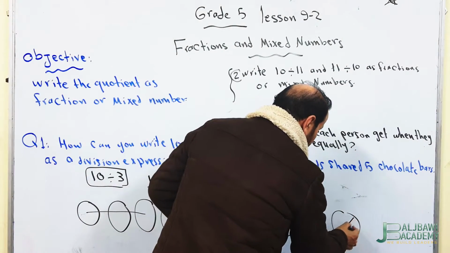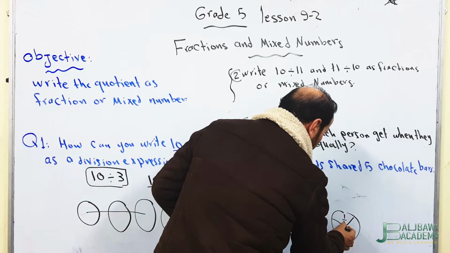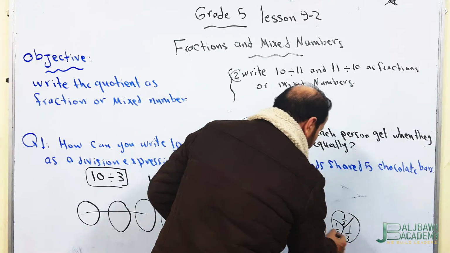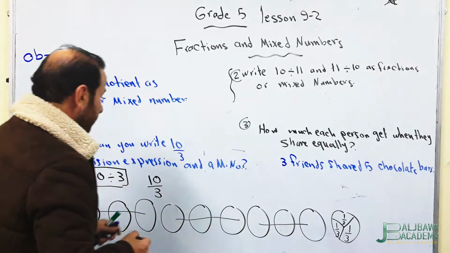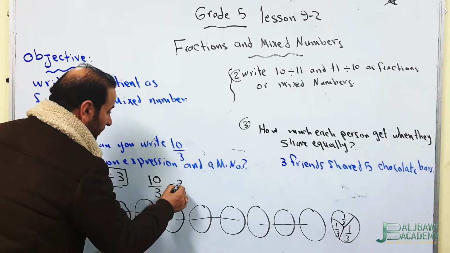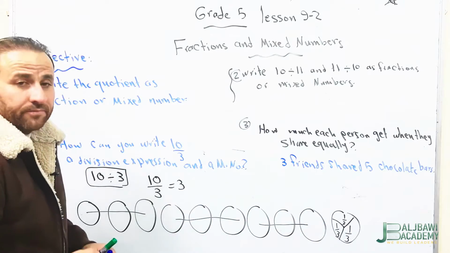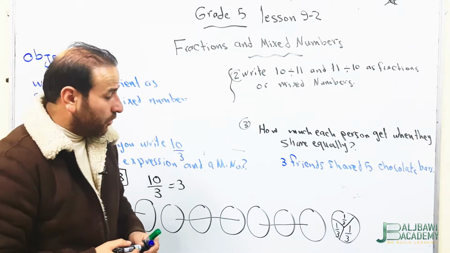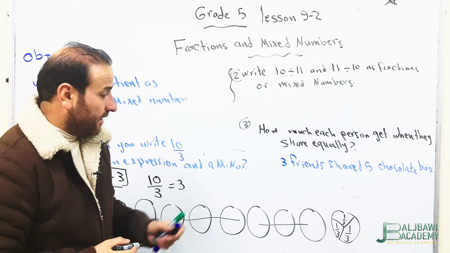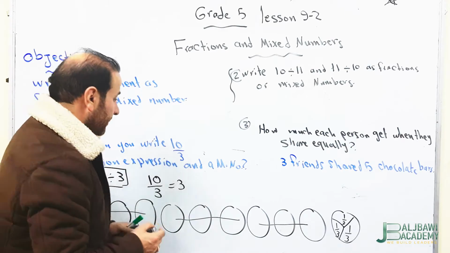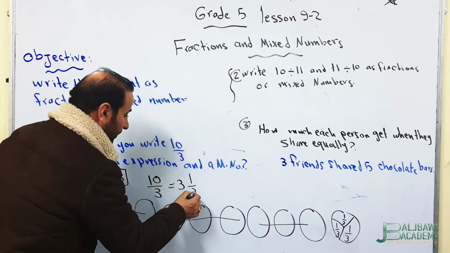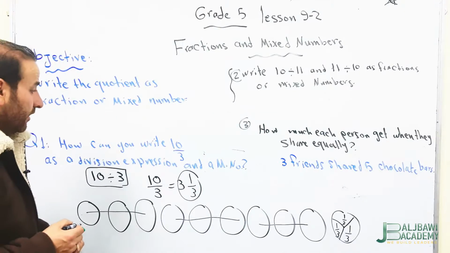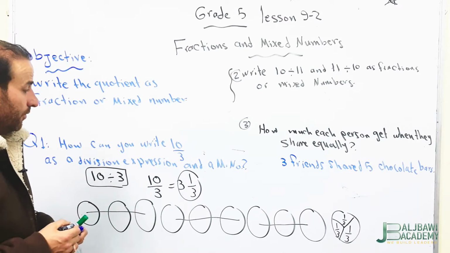Each part of them is 1 over 3. So now each one of them will take 3, plus we will take one part from the last circle, which is 1 over 3, a third of the 10th circle. So each one of them will take 3 and 1 over 3. So the answer will be 3 and 1 over 3.